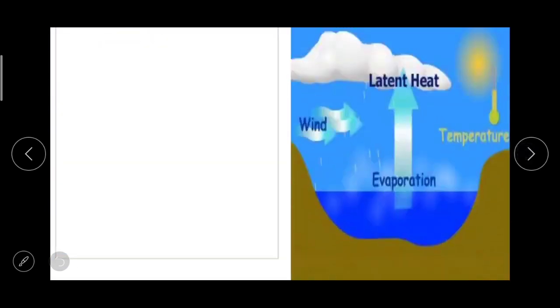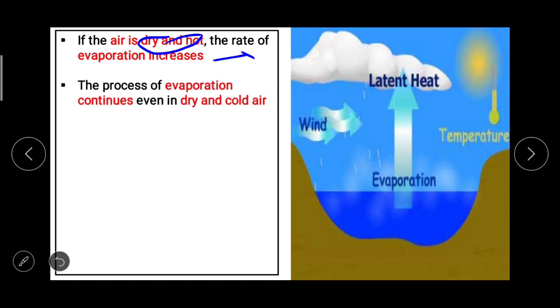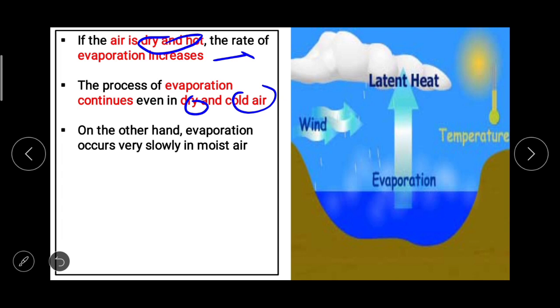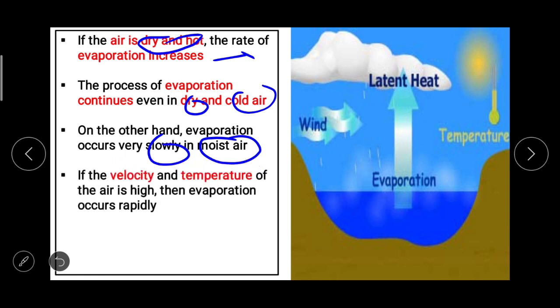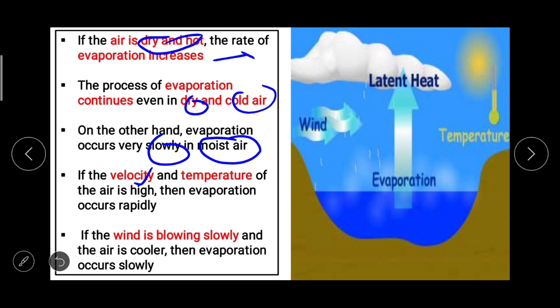Now, if the air is dry and hot, the rate of evaporation increases. The process of evaporation continues even in dry and cold air. On the other hand, evaporation occurs very slowly in moist air. If the velocity and temperature of the air is high, then evaporation occurs rapidly. And the last thing, if the wind is blowing slowly and the air is cooler, then evaporation occurs slowly.